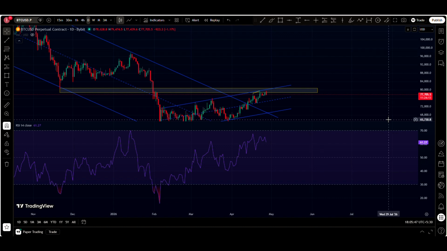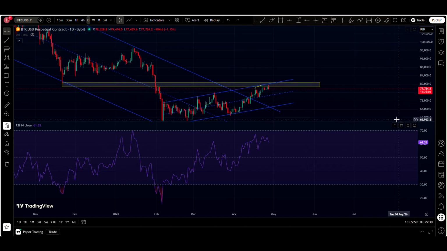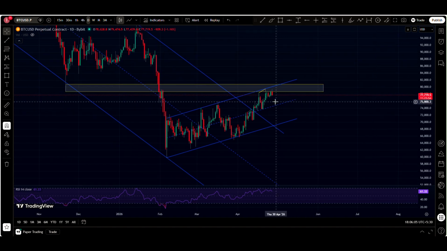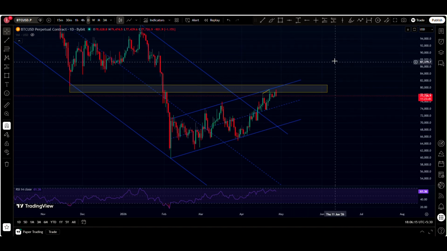So now the market is extended. I hope for a bearish immediate short term; the market can be going to this middle area, the parallel channel middle area, or the parallel channel lower area.